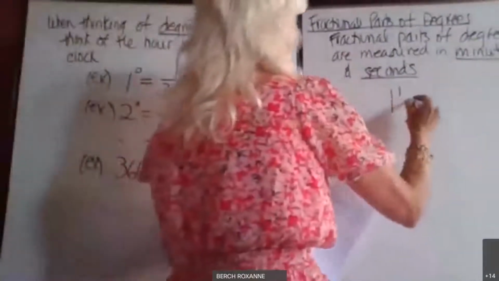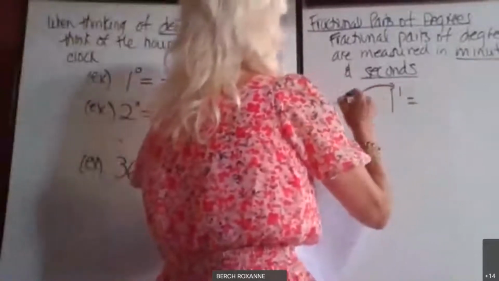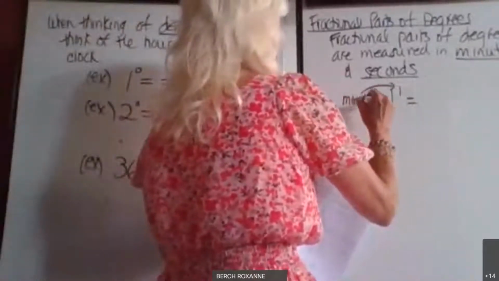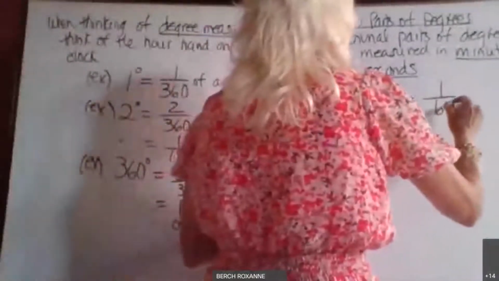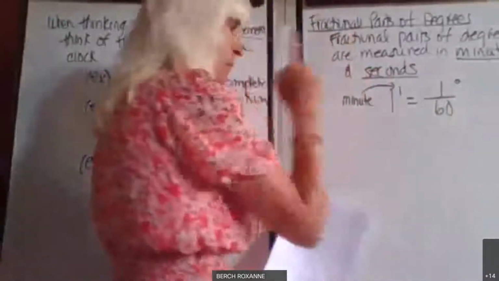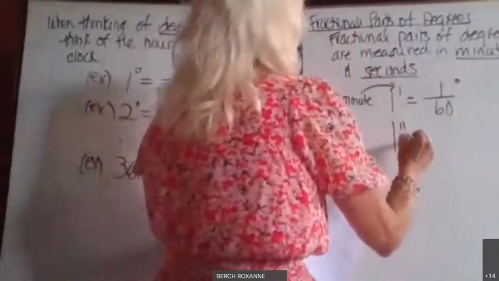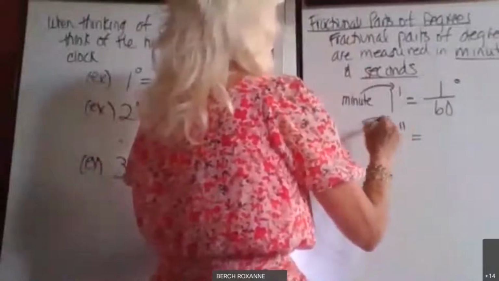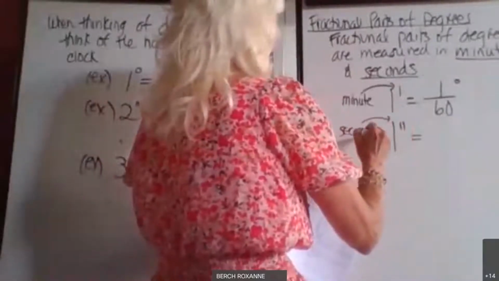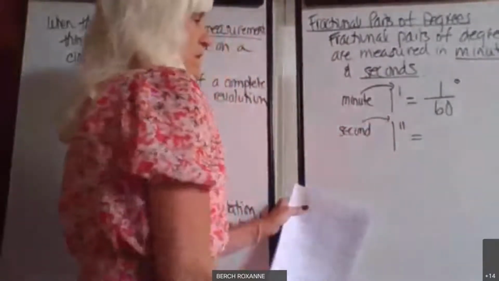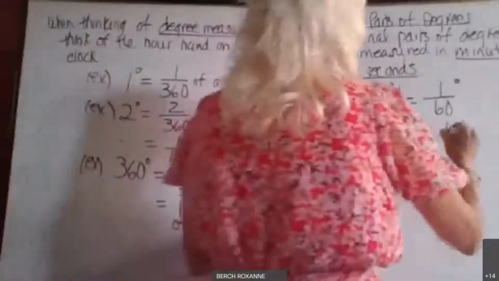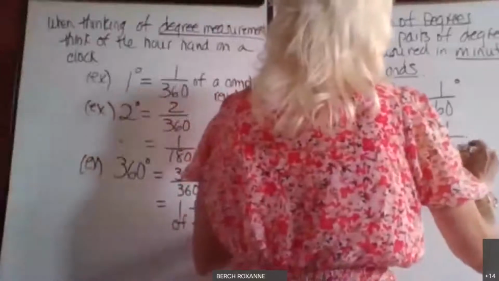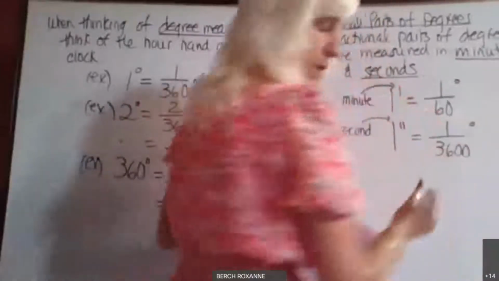So 1 minute, that's that little tick mark, that means minute. So 1 minute is equal to 1/60th of a degree. And 1 second, so two little tick marks means seconds, is equal to 1 out of 3,600 of a degree.